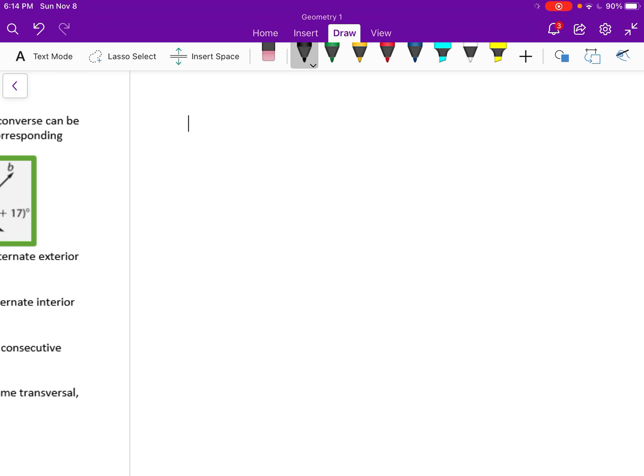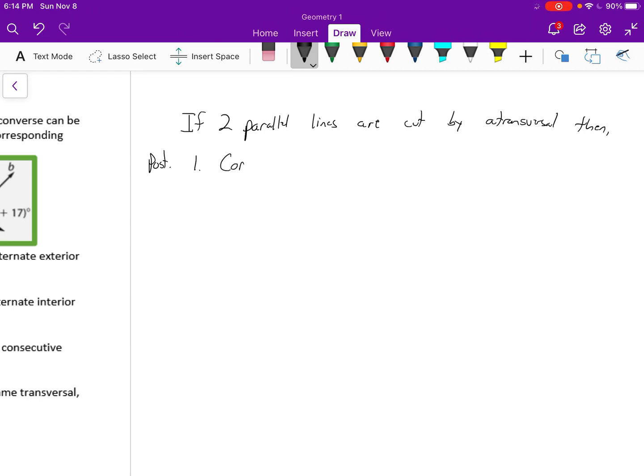we learned, we started with, if two parallel lines are cut by a transversal, then we had a few different things. We had one, which actually was a postulate: corresponding angles are congruent.